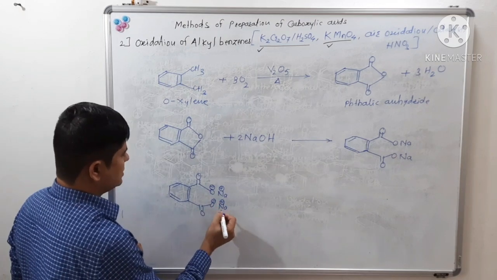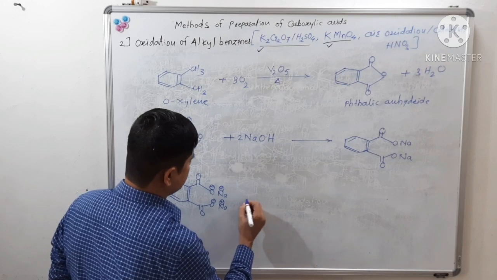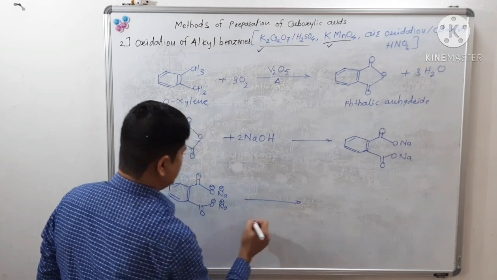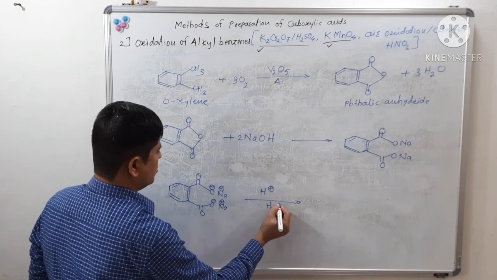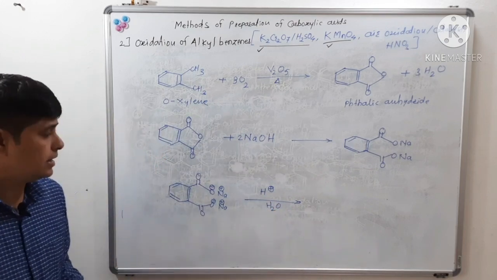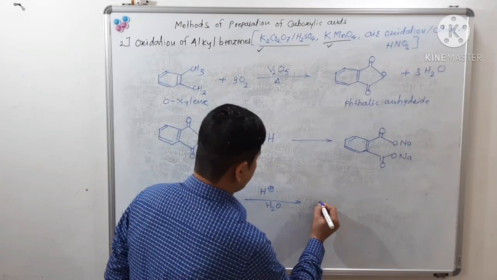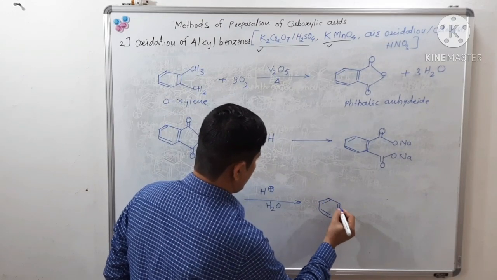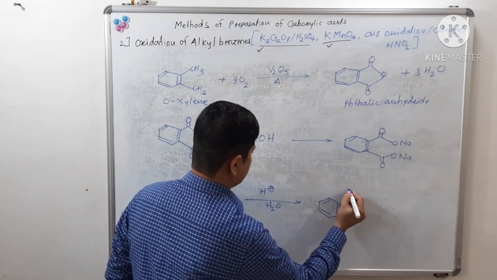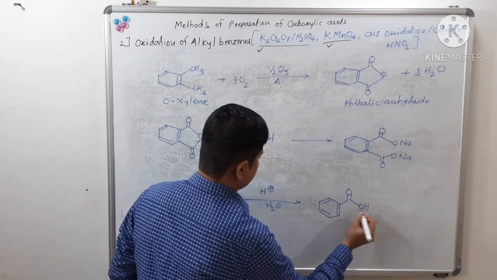Okay, you may write these charges or you may not show these charges, it will be fine. So this is on reaction with what? H plus, dilute HCl. So what we will get? We will get phthalic acid.